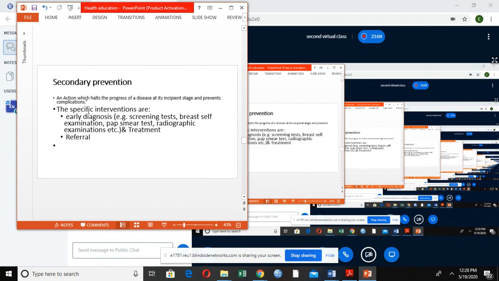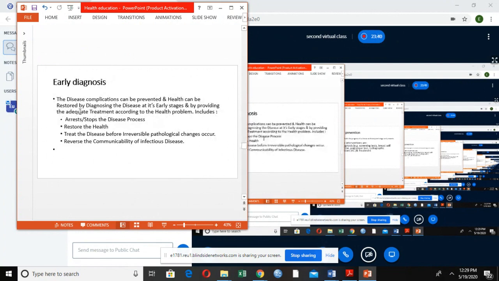So the third prevention is secondary prevention, which is an action which halts the progress of a disease at the chronic stage or the clinical stage of disease and prevents complications. At the clinical stage of the disease, if we can remember the stages of disease development, that's where we put secondary prevention mechanisms. And these specific interventions are geared towards early diagnosis and referral. With early diagnosis, the disease complications can be prevented and health can be restored by diagnosing the disease at an early stage and by providing adequate treatment according to the health problem. So early diagnosis ensures that the disease is treated before it develops into a severe state.